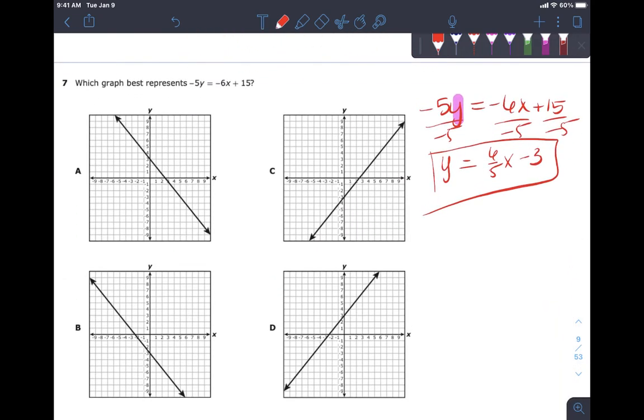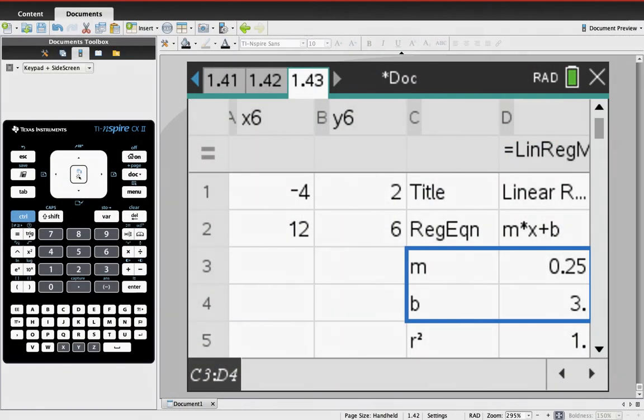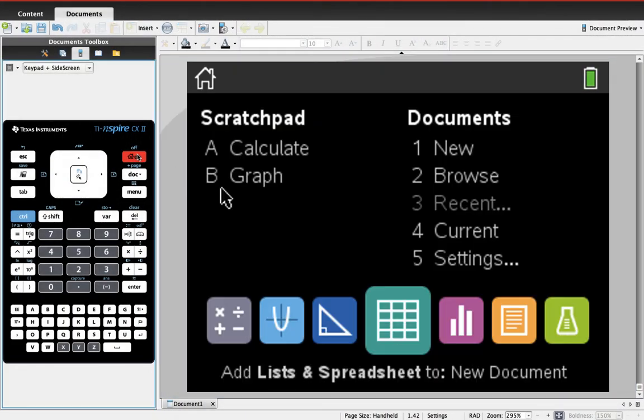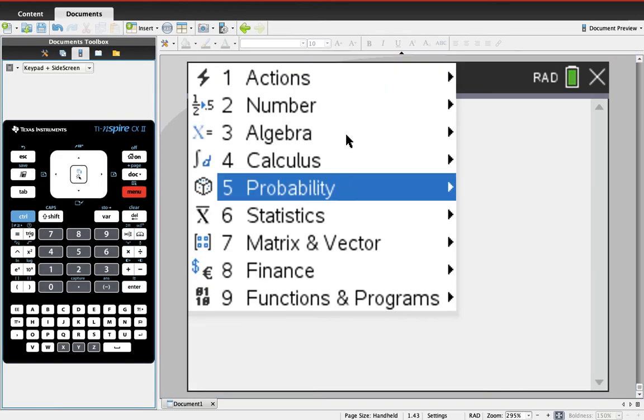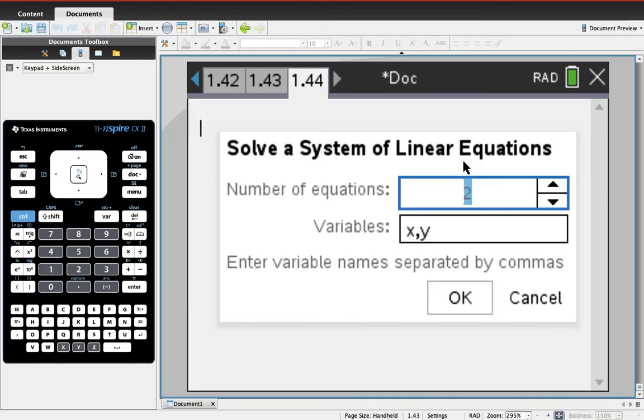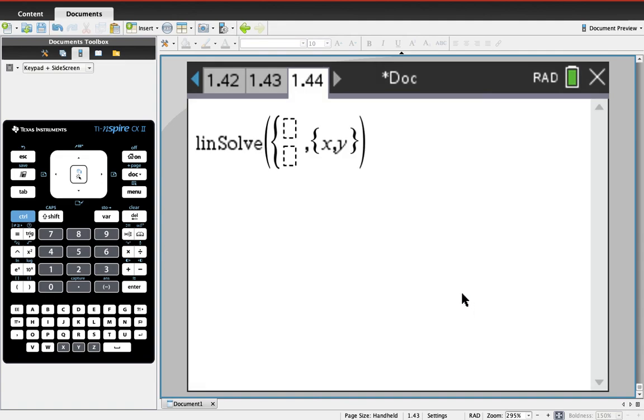But I want to verify that I did this math right. So this was a simple problem, but I still want to verify. So I'm going to go into my calculator. I'm going to do a linear solve. Remembering, if I see the letter C, that means correct. That means that I did my math correctly, and I transform my equation, and it's still the same. So let me just verify that I did that.